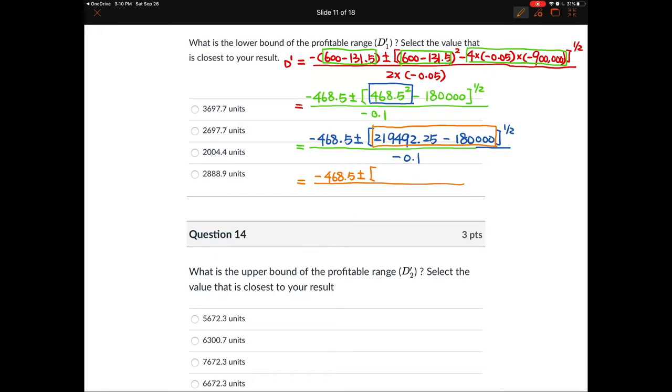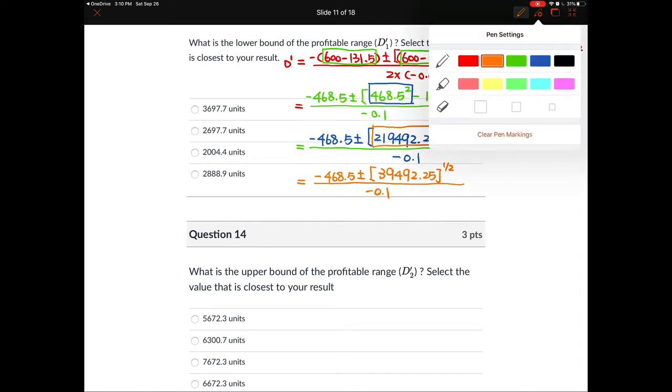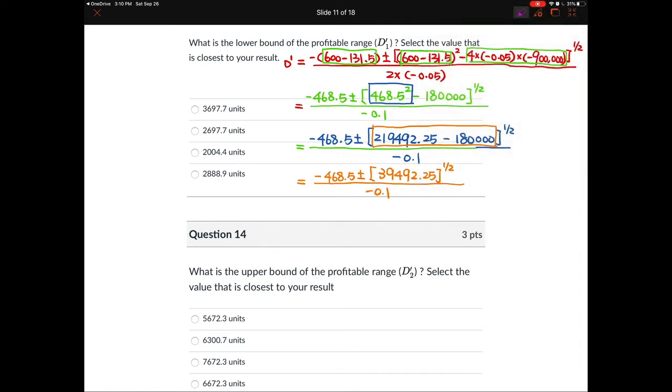Okay, now I have my calculator, and then we need to calculate 219492.25 minus 180,000. Okay, so that is 39,492.25 to the power of a half. Okay, and then what you want to calculate is this.